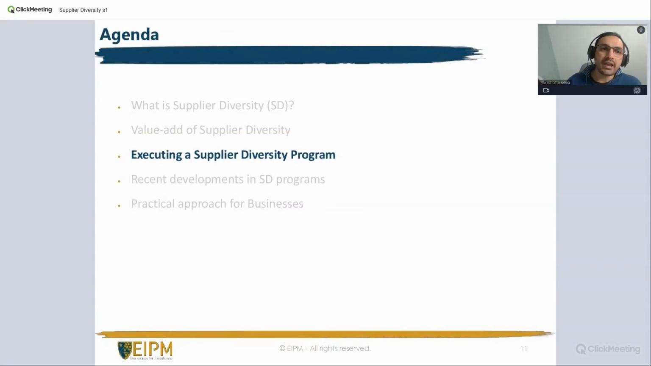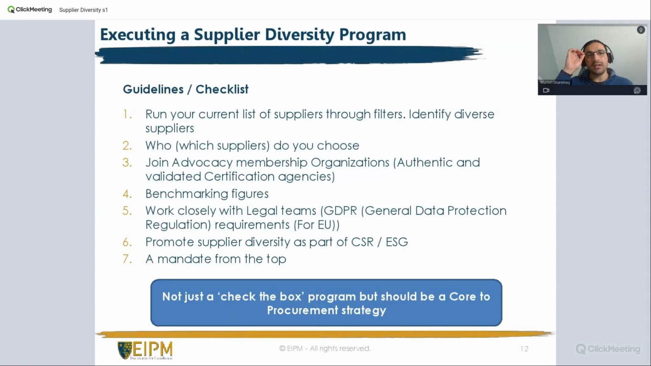Having said this, how do I execute a supplier diversity program? So I'm going to talk about that and then finally again touch upon the practical approach that we're going to have. In terms of execution, just a guideline. I put in just a guideline, some of the basic, let's say, prerequisites. And I'll just focus on the text in the box here. So definitely, again, repeat that it should not be just a check the box program, but a real core in your procurement strategy.